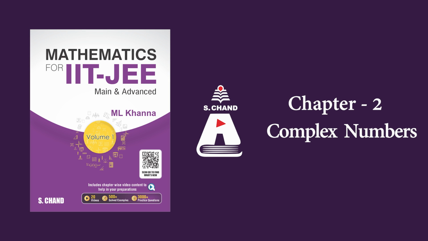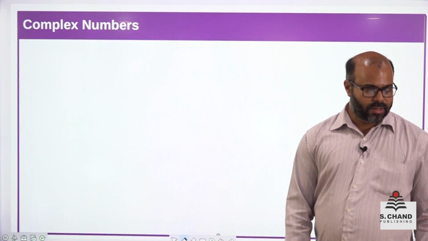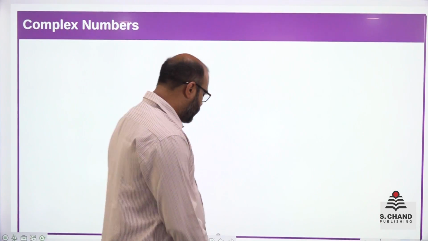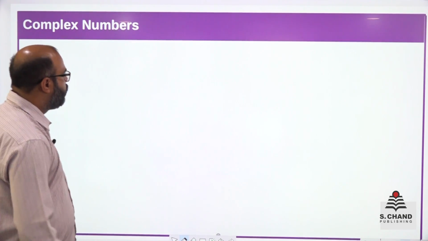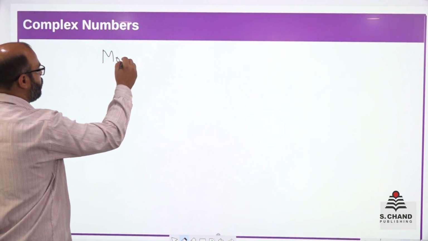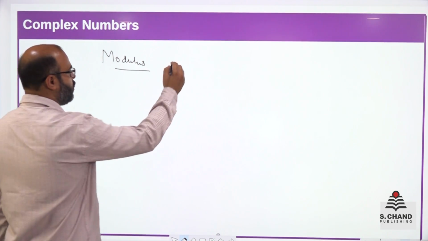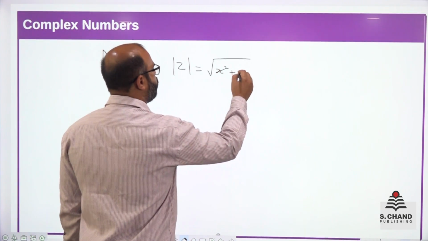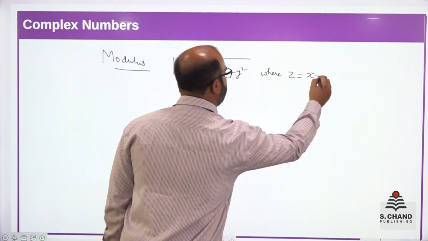Now let us start with the second chapter, and that is complex numbers. So first let us see some basic concepts here, and those basic concepts I will just describe to you. First is modulus of a complex number. What is modulus of a complex number? Mod of z, that is root over x square plus y square, where z is equal to x plus iy.